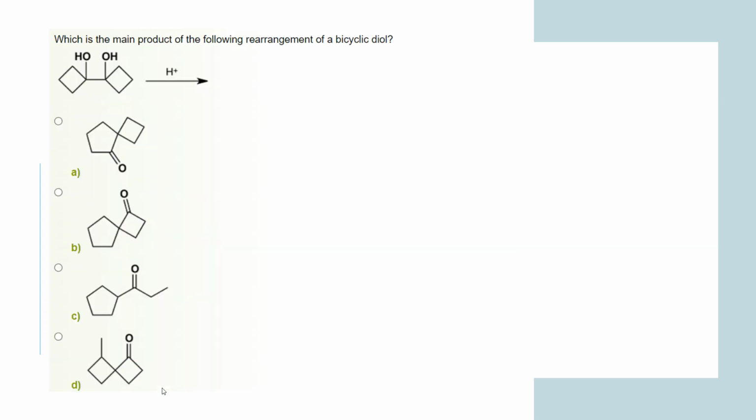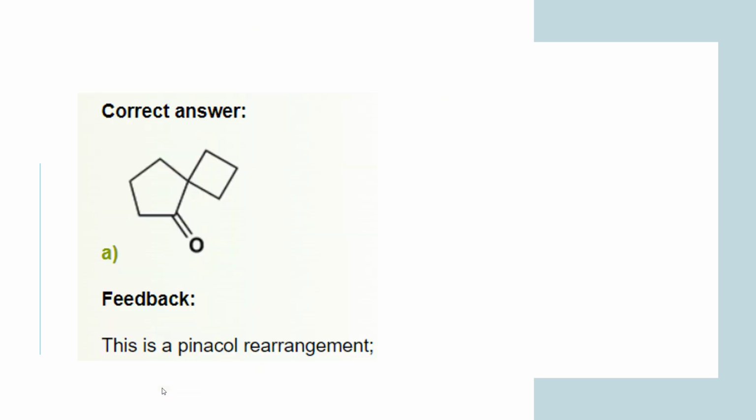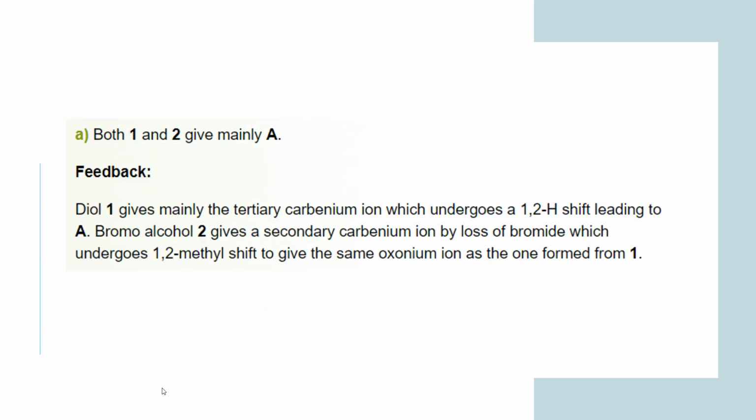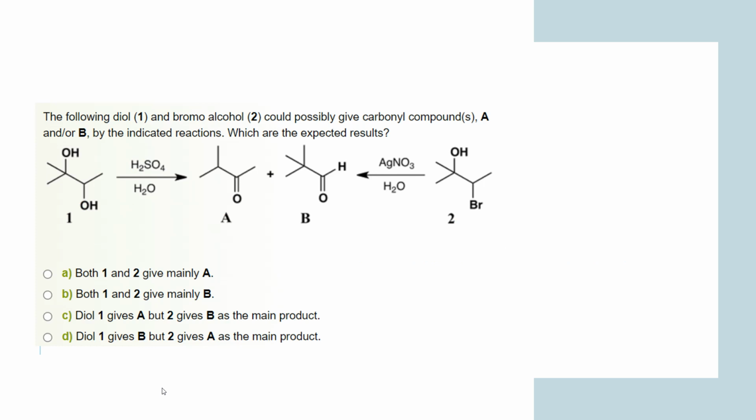And another example of pinacol-pinacolone was discussed where one four-membered ring was getting expanded, and option A was chosen to be the correct answer. Then we discussed this particular question where the product was the same for both the reactions, but two different carbocations were getting involved, and we saw that both 1 and 2 were giving product A by following different mechanisms.